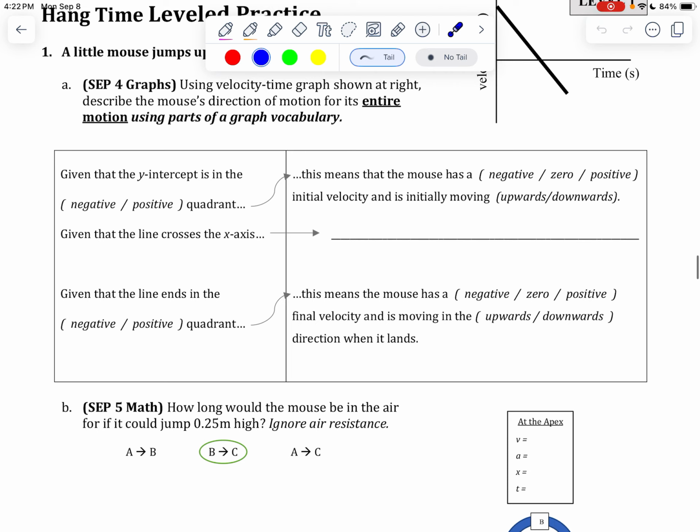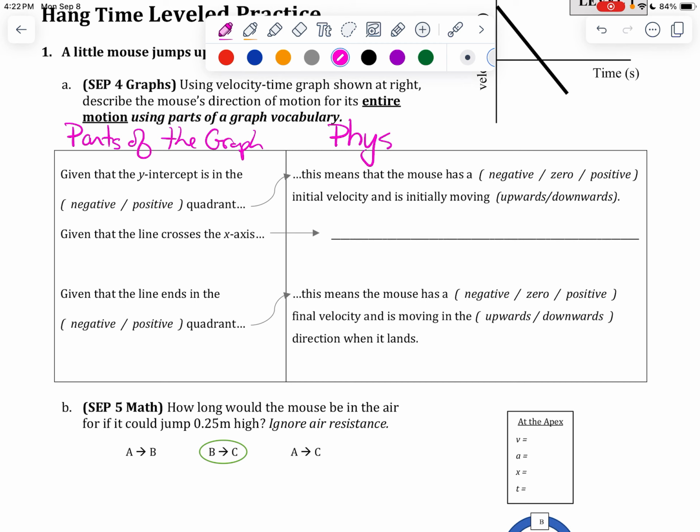And so what we have here is just a little way to organize your response. On the left-hand side, this is the parts of the graph. And then the right-hand side is the physics concept, or the motion itself. What does it mean? If you need to review these for position and velocity graphs, this one is a velocity graph. At the beginning of your packet, I think it's probably page 3, there's a good review that goes through each part of the graph and what it means.